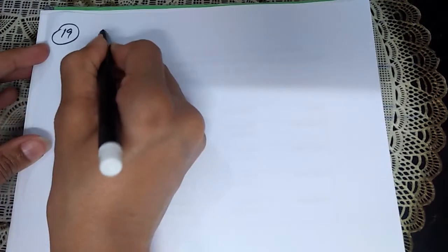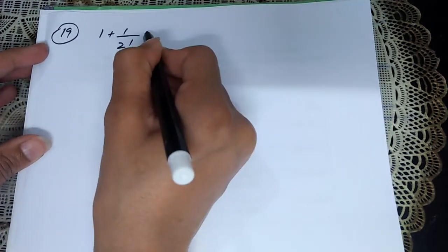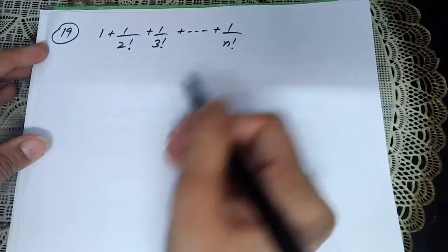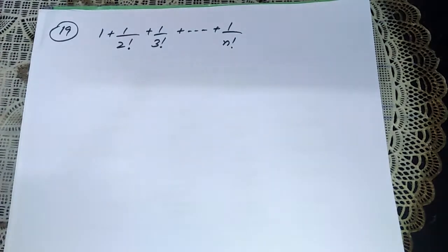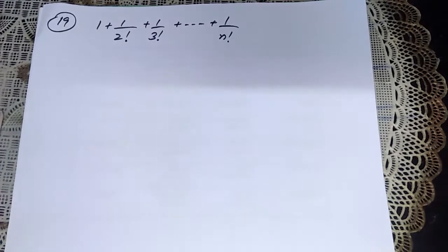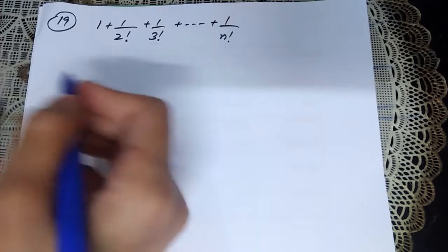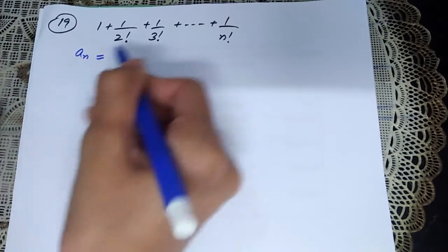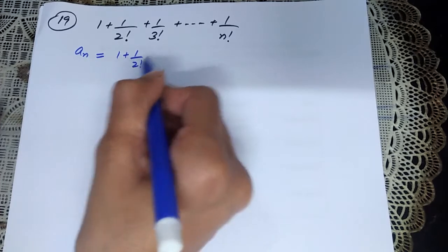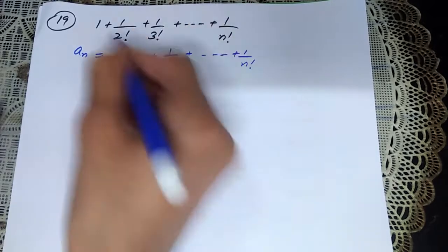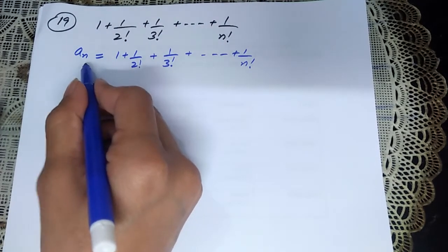Now question number 19. In question number 19, we have 1 plus 1 over 2 factorial plus 1 over 3 factorial plus up to 1 over n factorial. Now this question number 19 is basically a geometric series. If you observe it, let a_n equal 1 plus 1 over 2 factorial plus 1 over 3 factorial plus up to 1 over n factorial. I am naming this sequence a_n.